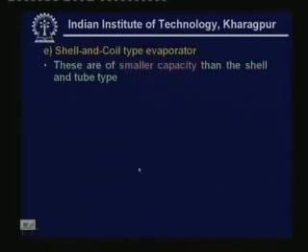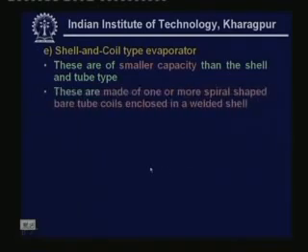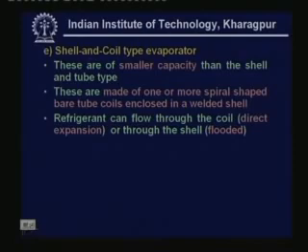Now let us look at shell and coil type evaporator. These are of smaller capacity than the shell and tube type. These are made of one or more spiral shaped bare tube coils enclosed in a welded shell. So this is almost similar to shell and coil type condenser, which was discussed in an earlier lecture. In shell and coil type evaporator, refrigerant can flow through the coil in direct expansion type or through the shell in flooded type.